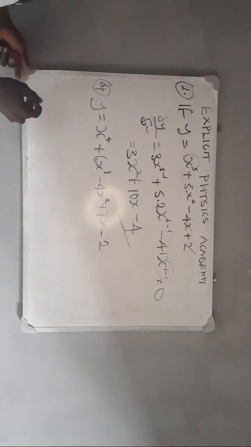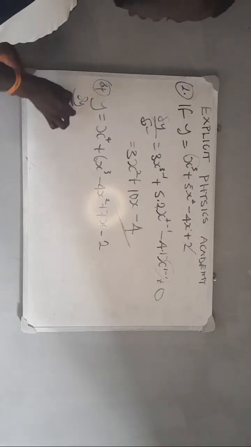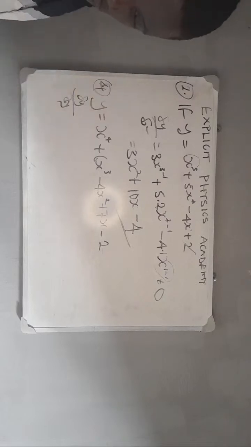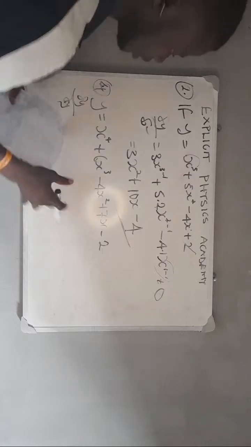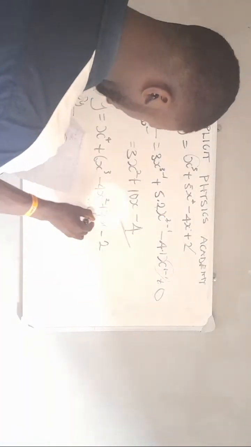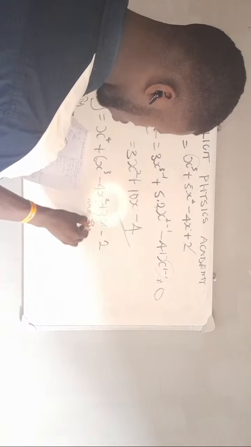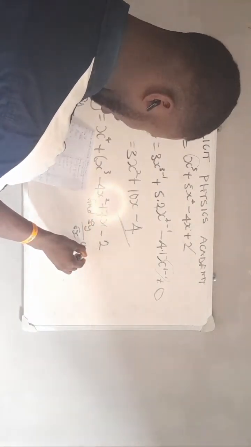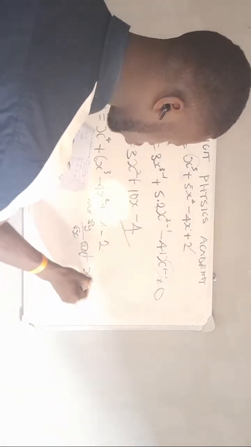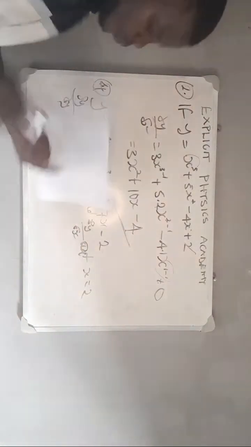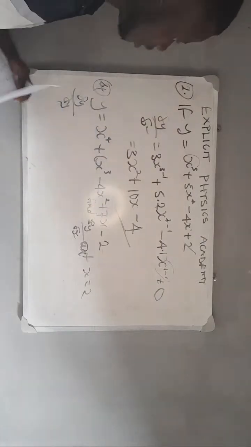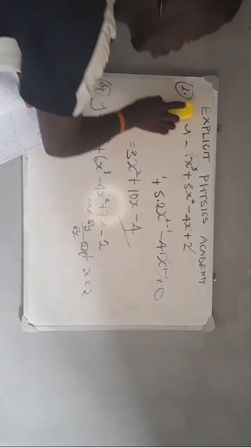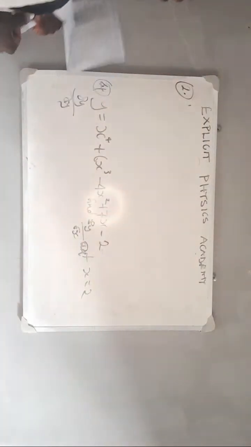Okay, very simple. Let's still use the same method. It says dy/dx. This question says that we should find dy/dx at x equal to 2. That's after solving to this extent. You put 2 anywhere you find x. At x equal to 2, what will be the equation? What will be the equation as x equals 2?